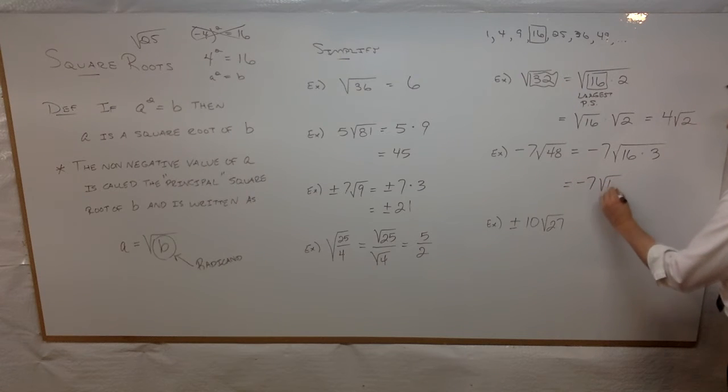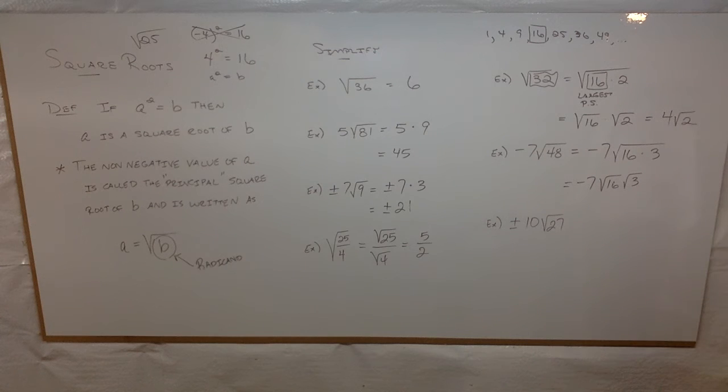We'll split these up into 2 square roots. Square root of 16 times the square root of 3. We don't need the dot necessarily. And we'll say this is negative 7 multiplied by the positive square root of 16, which is 4, multiplied by the square root of 3. Final answer is negative 7 times 4, which we'll call negative 28, times the square root of 3.